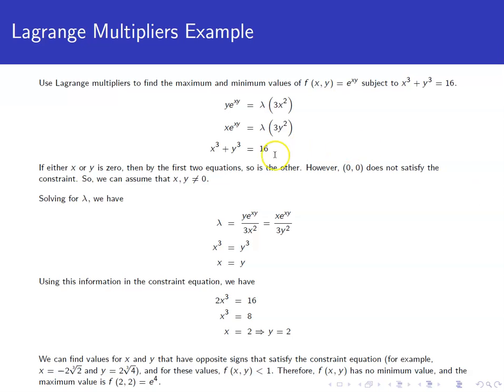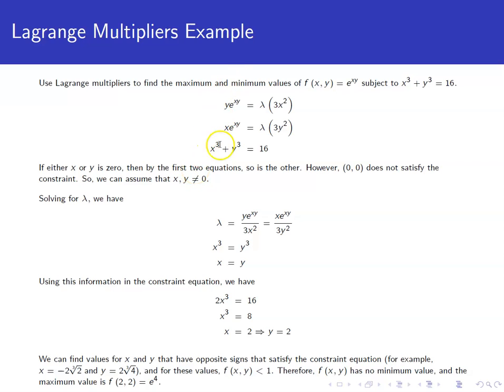So we take our partials of f with respect to x and y and set them equal to the same constant times the partials with respect to x and y for our g function. Because the first two equations are giving us that the gradient of f is some scalar times the gradient of g. That's where the first two equations are coming from. And then we want it subject to this constraint, so our constraint is our third equation.